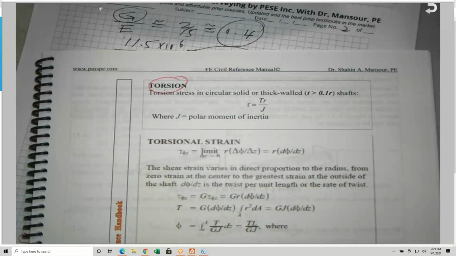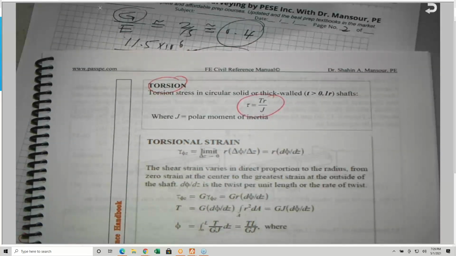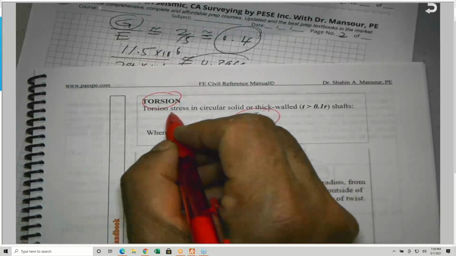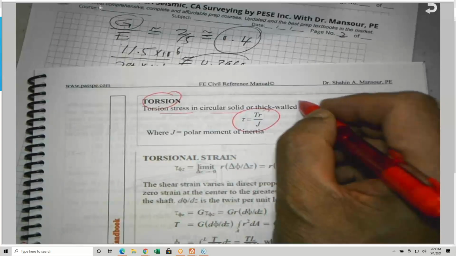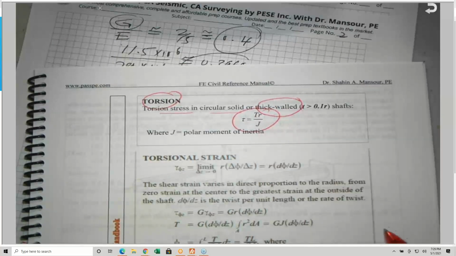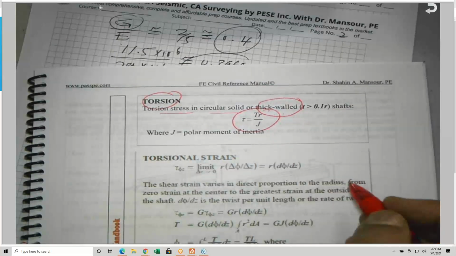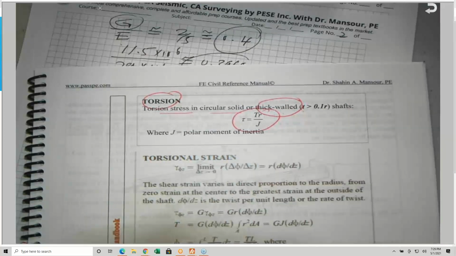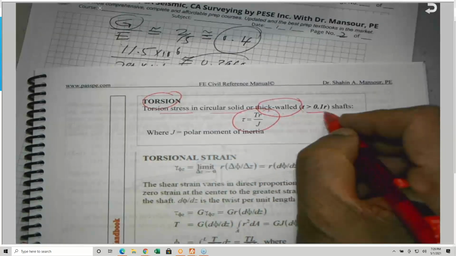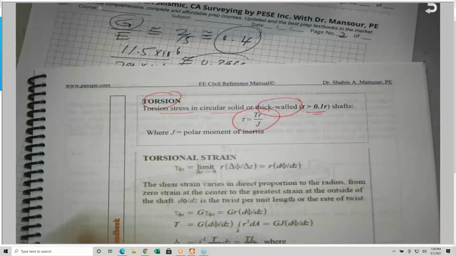Tau is equal to TR divided by J. This is the torsion stress for a circular solid shaft, for a solid or a thick-walled shaft. For thick-walled, by the way, the thickness t must be greater than 1/10 of the radius of the shaft. J is known as the polar moment of inertia.